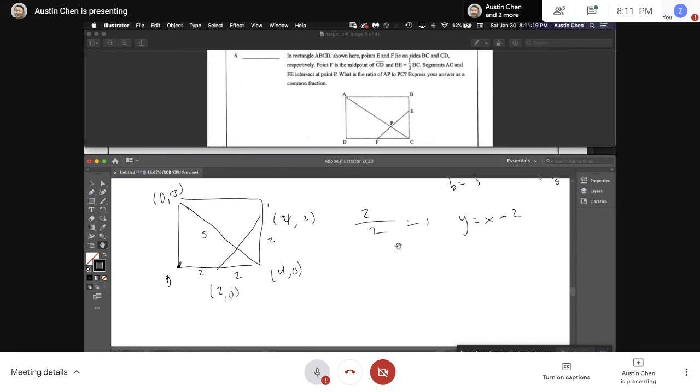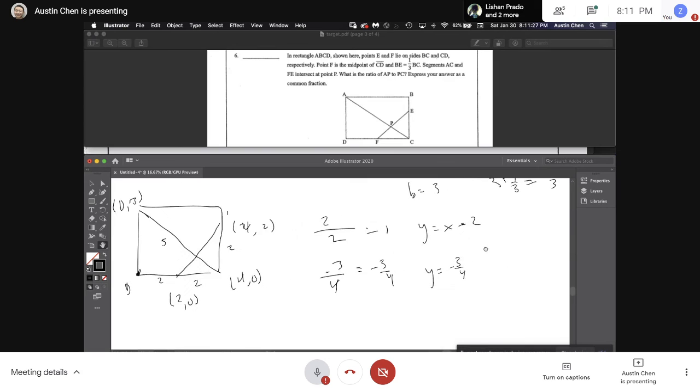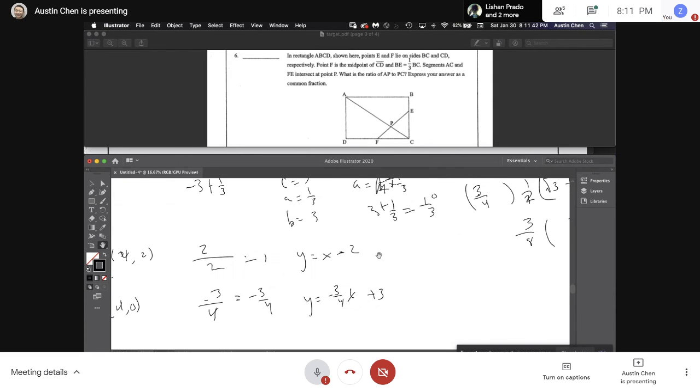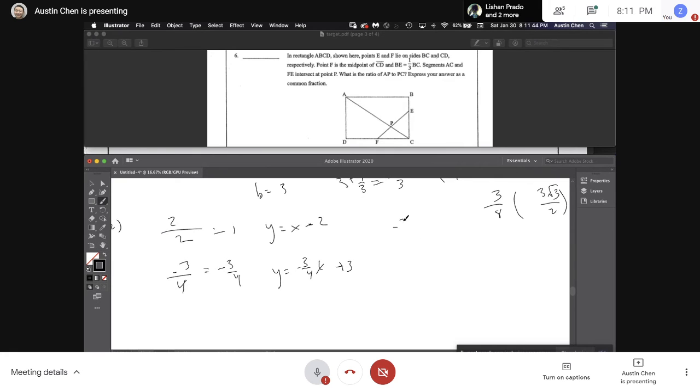Then our second line, the slope is going to be -3/4, y equals -3/4 times x plus some constant, and using (0, 3), the constant has to be +3. Okay, now solve for the x. Just plug in y.